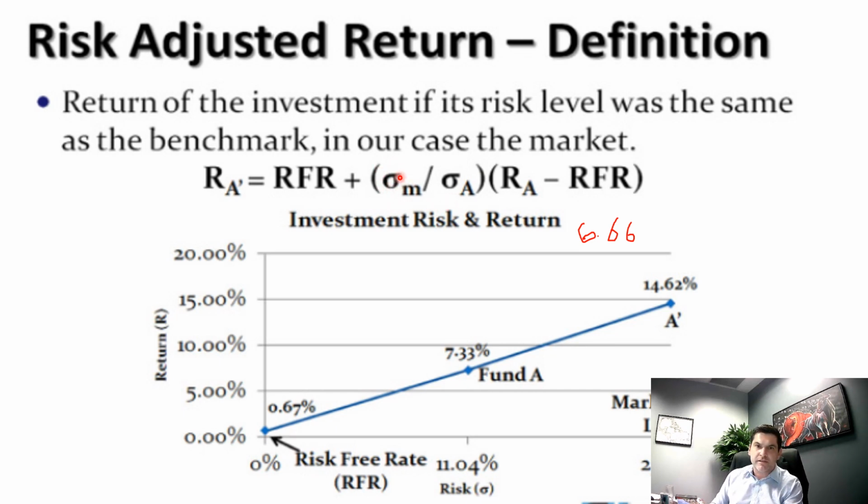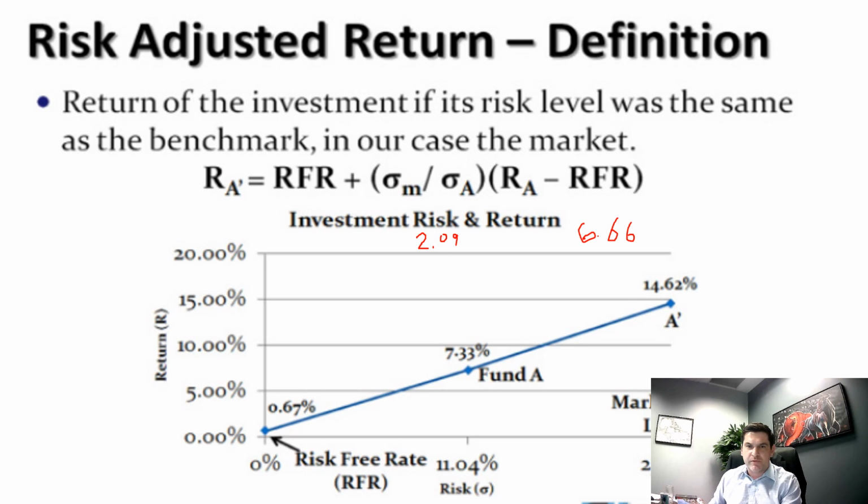Now we're going to go over to the next part of the equation, which is talking about risk. So we're taking the risk of the market that we're comparing to, which is down here. Risk can also be interchanged with standard deviation. So our market risk in this case was 23.11. So this number is going to be 23.11, and we're going to divide that by the risk or standard deviation of the asset, which is 11.04, which is going to give us 2.09. So we know that our asset that we're looking at has a lower risk, so we're going to get a bump up of 2.09.